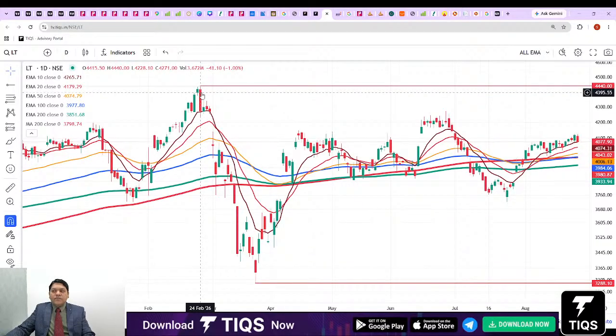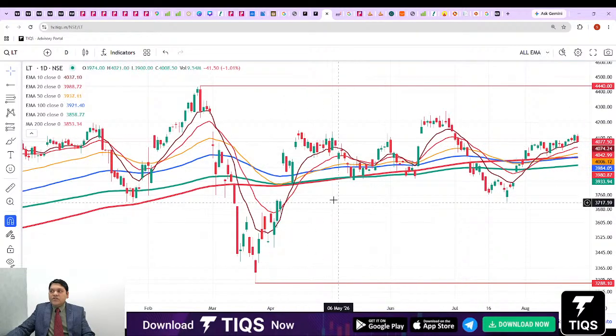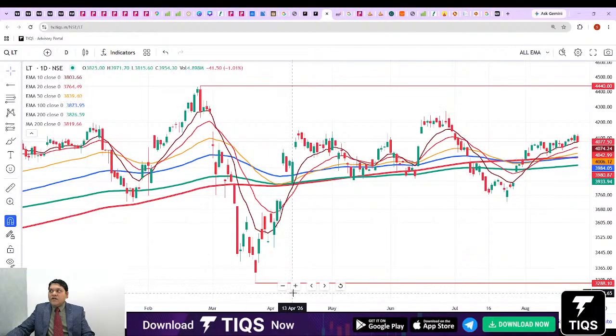4440 was the high made on 24th of February, and on 23rd of March it made a low of 3288. So within this bigger structure, you can see, it is making a very choppy trend. The moving averages are trying to change but have not yet completely changed. Many times it has tried but again gone down, because the broader structure is sideways, and in a broader structure when prices are stuck between these bigger levels, price can go wherever, as it is not getting any kind of breakout or breakdown.